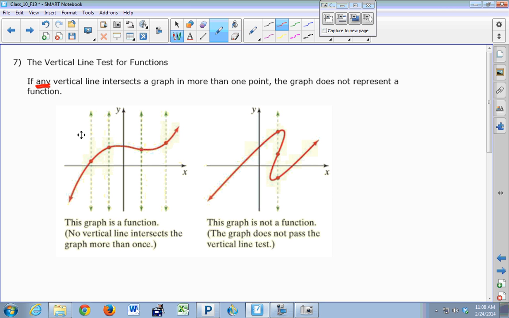So we can see here that any vertical line as we go left to right is going to intersect this particular graph in one and only one spot. Whereas if we sweep across this one, this vertical line hits it in 3 spots. So this is not a function.